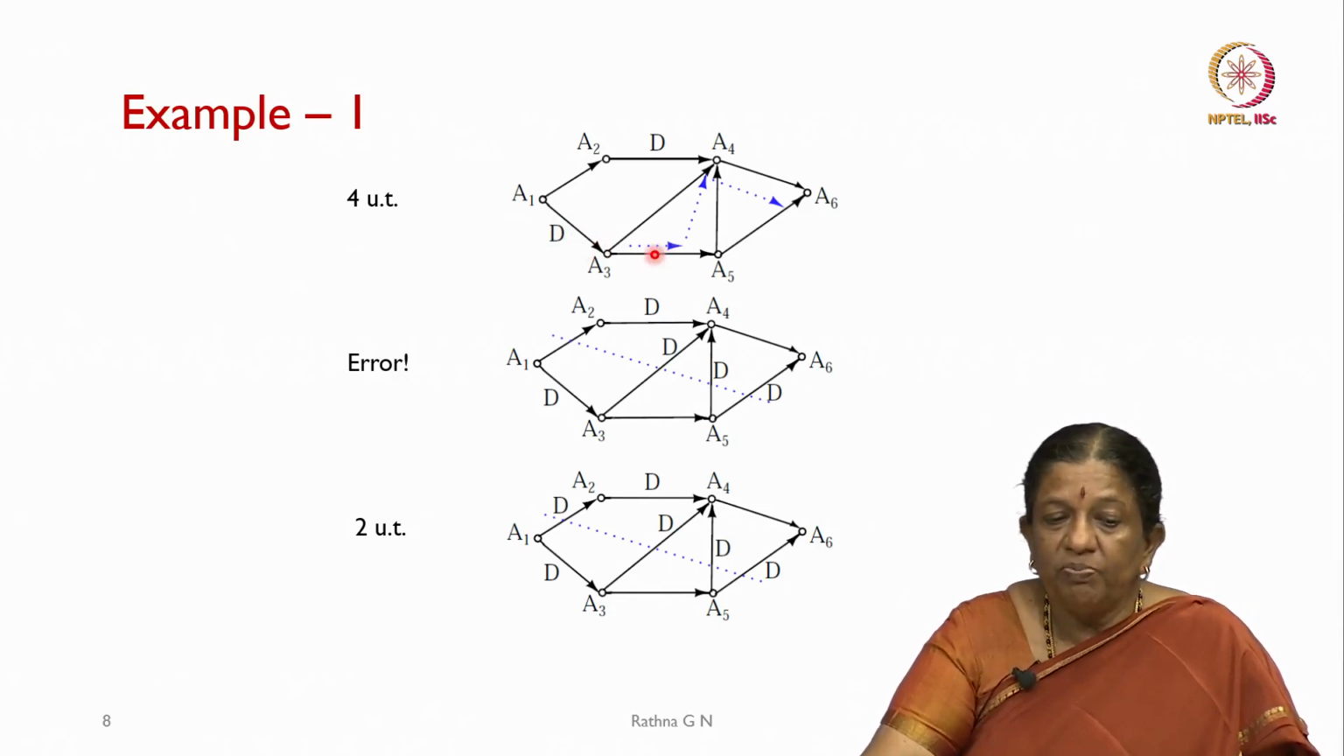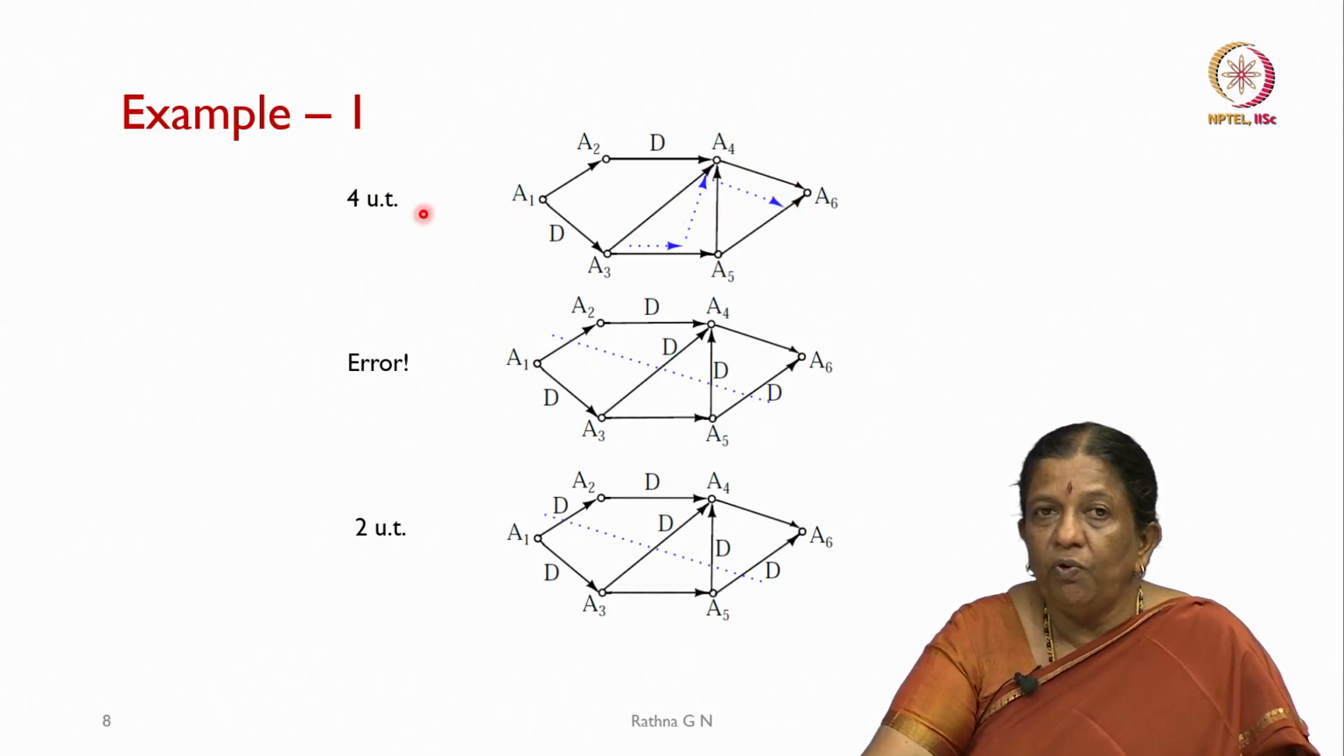Here we will see that from A3 the data has to flow to A5, then to A4, and then to A6. This is the longest path in this graph, which is going to take 4 clock cycles, or 4 unit times, to get the data from one node to the last node in this case.